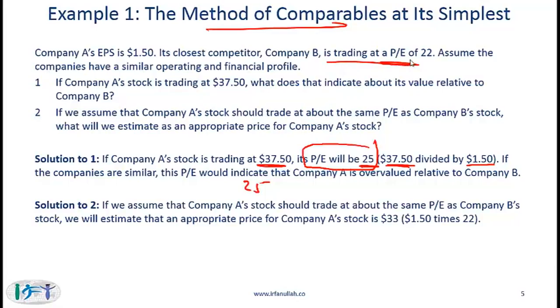As in, the PE of company B is 22. So if the law of one price holds, and we are using B as our basis here, then A should also be at 22, but it's not. It is at a higher PE, so it is relatively overvalued. If we assume that company A stock should trade at about the same PE as company B stock, we will estimate that an appropriate price for company A stock is 33, which is simply A's earnings times 22.